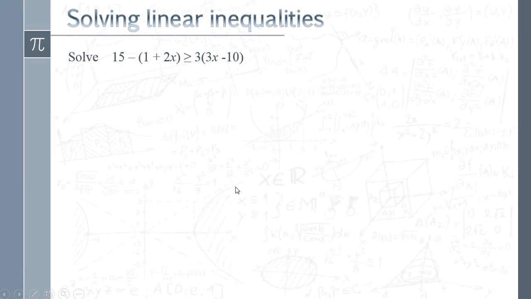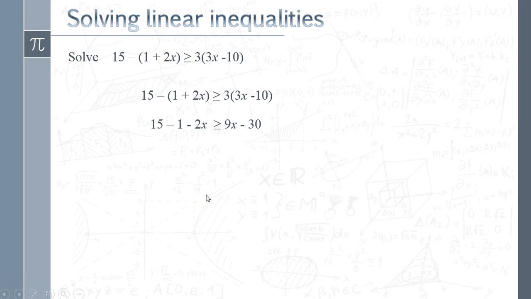Okay, here's another one, slightly more complicated. Let's have a look at what's going to happen with this. We're just going to treat it in exactly the same way as we would a normal equation. The first thing to do is deal with the brackets. And clearly you've got to be a bit careful. We've got minus 1, minus 2x. We've just got to be careful with the minus signs.